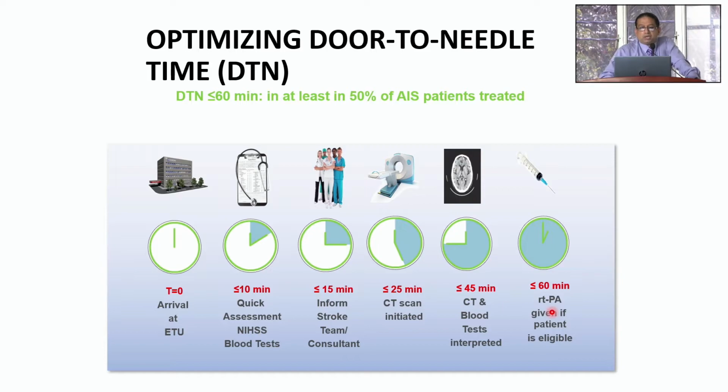So how can we optimize the door to needle times? Your attempt should be at least in 50% of your cases. Sometimes we can't have it in all patients, and we can't achieve less than 60 minutes, but at least in 50% of your patients treated, you should be trying to achieve this.